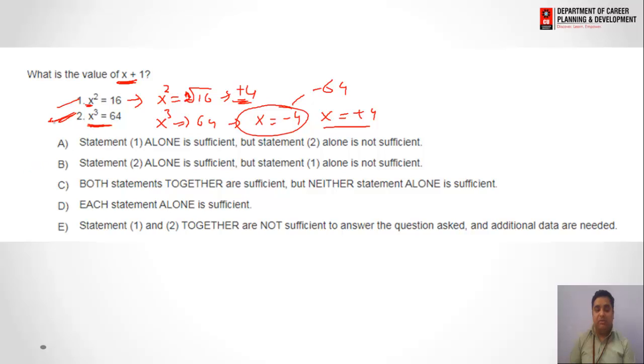Hence the question can be solved by using statement 2 alone, whereas statement 1 is not sufficient to answer the question. As per the condition, the answer is option number B. Statement 2 alone is sufficient, but statement 1 alone is not sufficient to answer the question. Hence the answer is option number B.